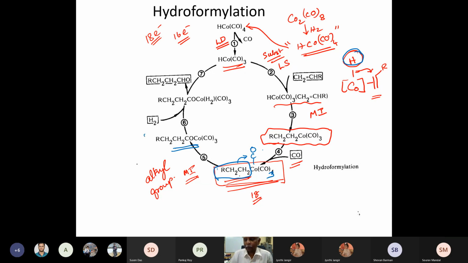This can continue, but then an acyl group is not a good candidate for migratory insertion. So maybe we should put an X mark on that, and that's the reason we end up with the option of terminating this reaction by reacting with hydrogen. This is, of course, not very clear.